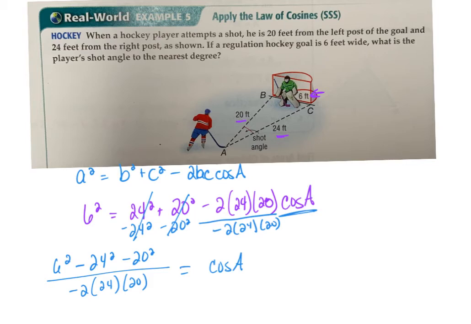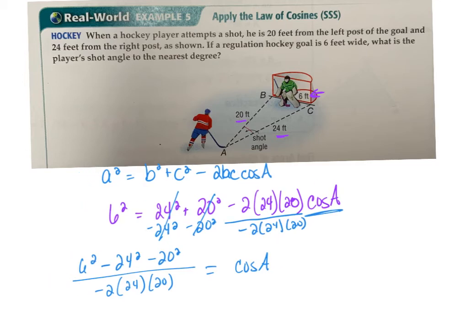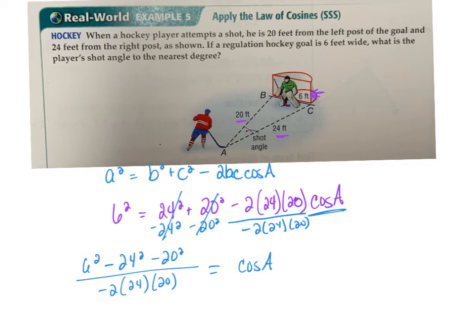But I'm solving for the angle A. So what do I have to do? Which trig function? Not cosine. I'm solving for the angle. What do I use? The inverse. So basically, you're taking the inverse of both sides, I have to take the inverse here. And that will give me just A.